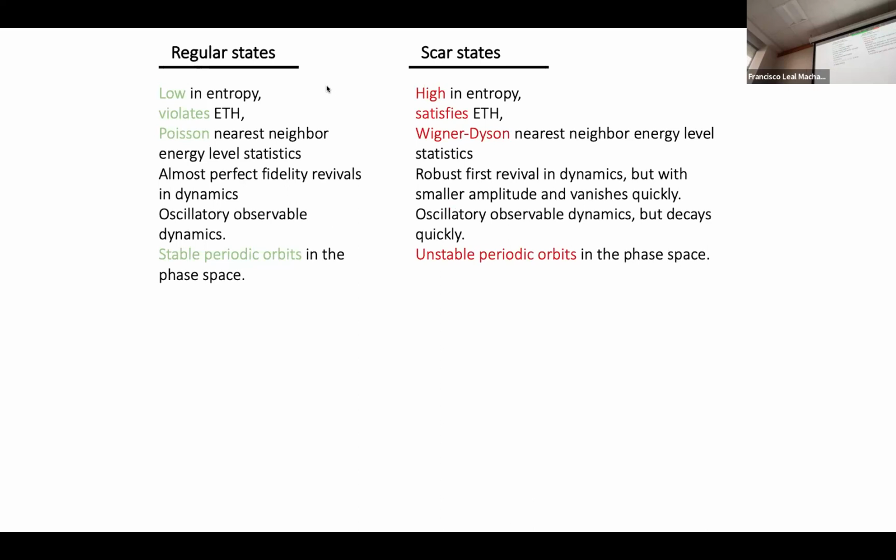And the scar states, as a comparison, they're high in entropy. They satisfy ETH, they thermalize and show Wigner-Dyson statistics. And their oscillatory observable dynamics decays pretty quickly compared to the regular states. And even though there's a robust first revival, again, the amplitude is smaller and vanishes quickly.